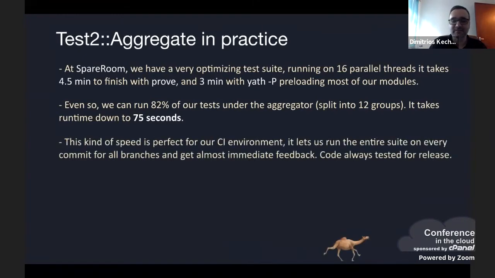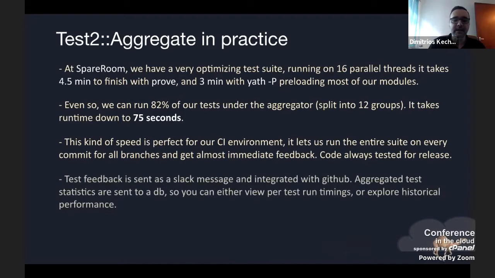With that time, we have a CI, a continuous integration environment, and it's a perfect match, because whenever somebody pushes a change in any branch, the entire test suite is run, and you get almost immediate feedback. So you catch any issues early in the development cycle, and your code is always ready for release, fully tested. And we send the test feedback to Slack, and it's integrated in GitHub as well.